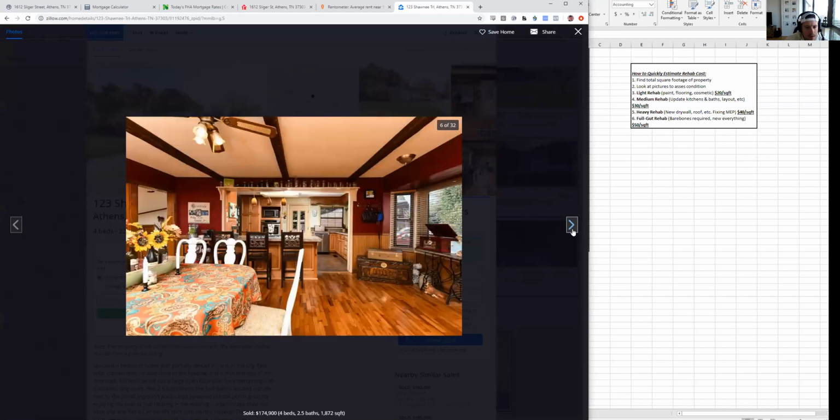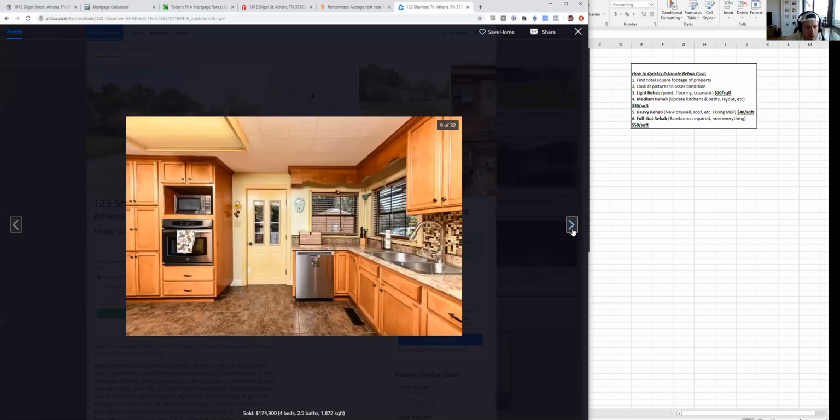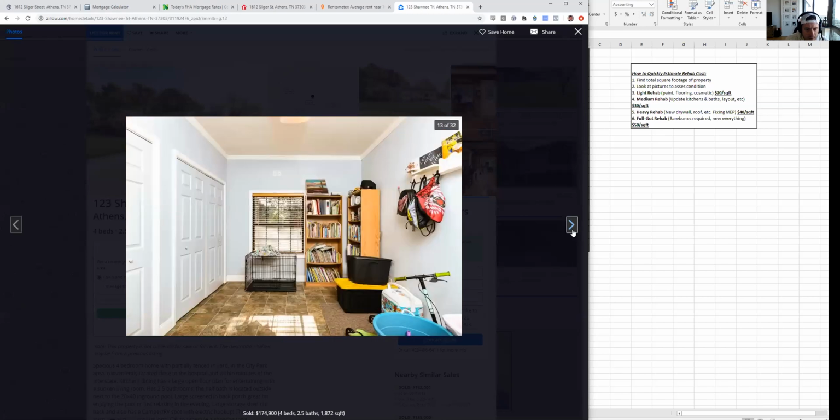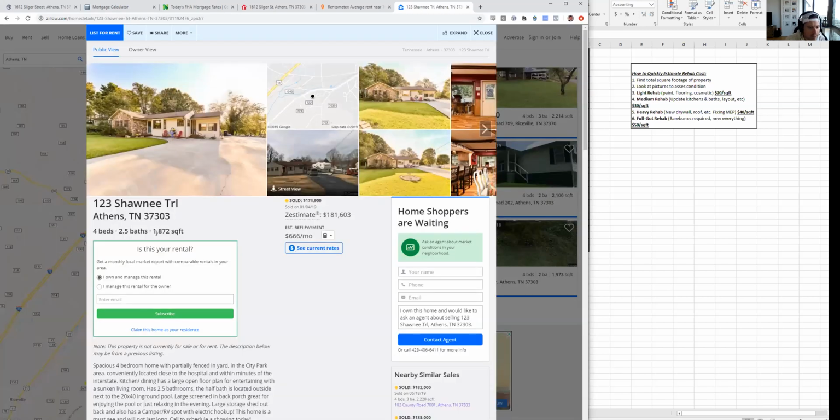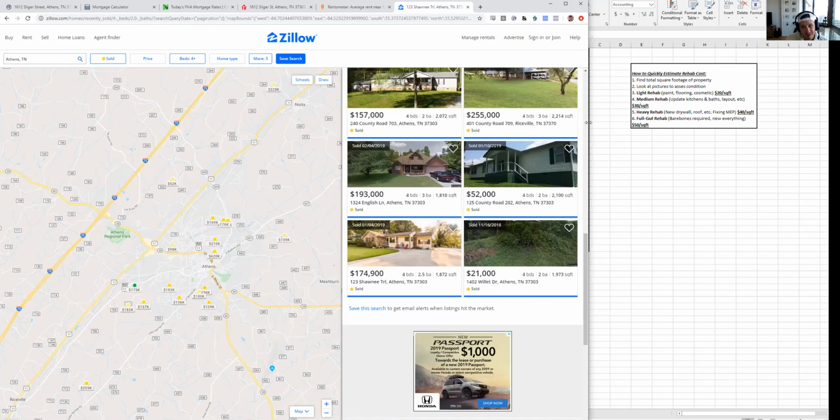Nice little house. Again, not brand new, a little dated, but a good condition house. Same square footage, same bedroom-bath layout. Now again, this is a 2-unit, a duplex, so you usually will be able to get a little more money.